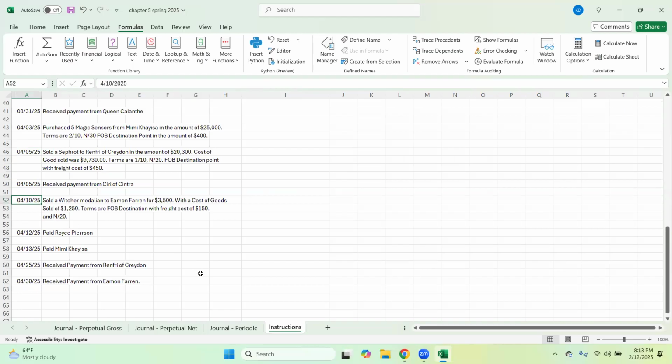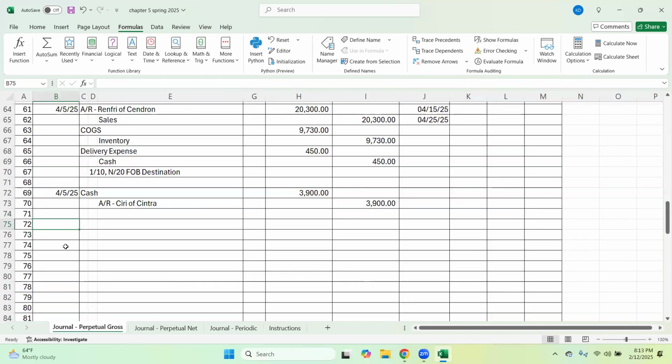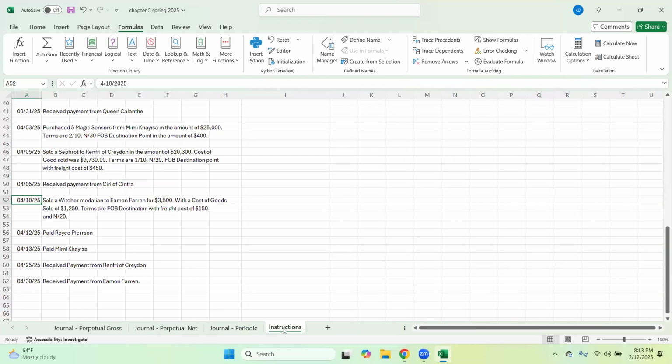No, 5 more to do. Sold a Witcher medallion to Eamon Farron for 3,500 with a cost of goods sold of 1,250. Terms FOB destination with freight cost of 150 and net 20. Okay, I gotta read. Eamon, I know this is what happens when I pick weird names, okay?